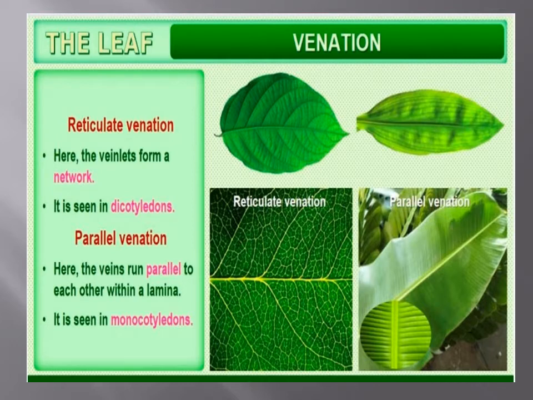Parallel venation. The veins run parallel to each other in the lamina. Veinlets are absent. For example, leaves of monocotyledonous plants, grass, maize, sugarcane.